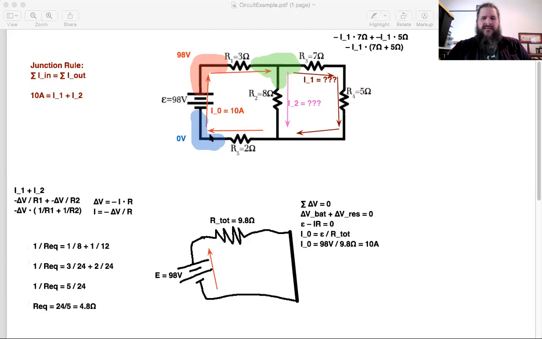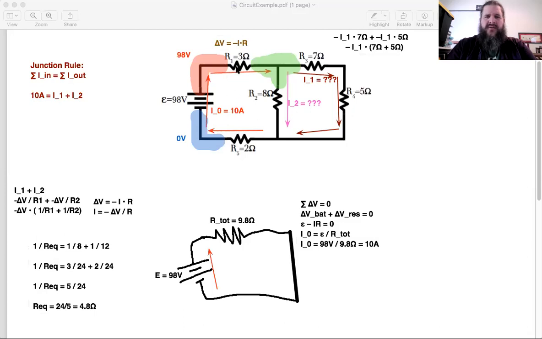So going back to the idea of voltage, we labeled this lower left corner as 0 volts, this upper left corner 98 volts because it gets a voltage boost from the battery. As we go through R1, we're going to lose some voltage. But we can now actually calculate how much voltage. What's the delta V for any resistor? If it's a resistor, we can calculate delta voltage as what? Yeah, negative IR.